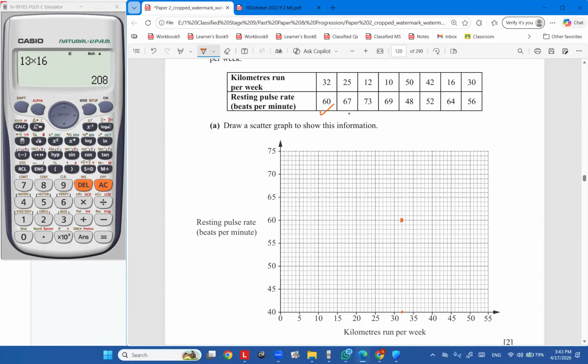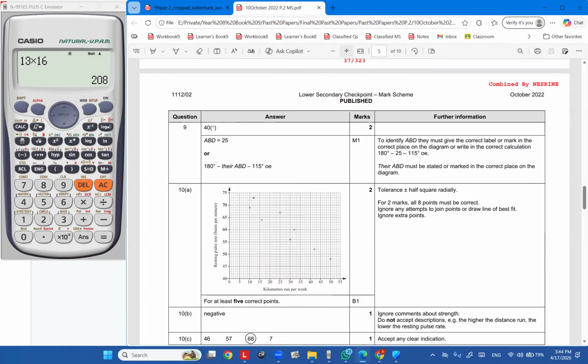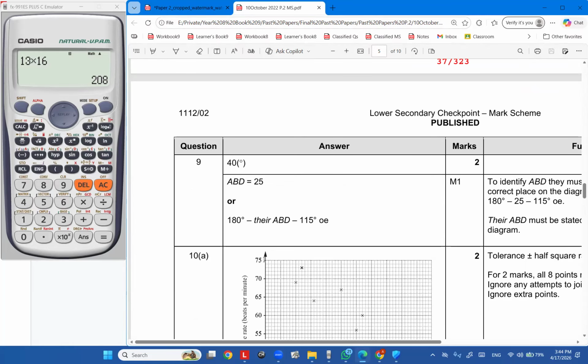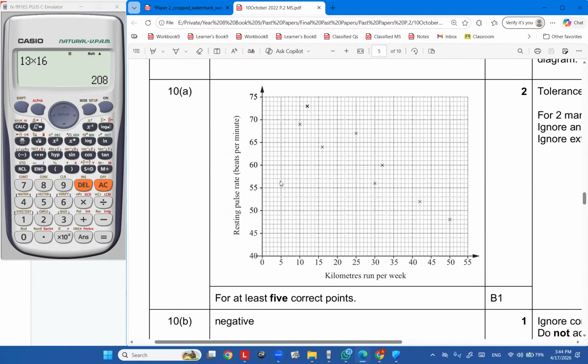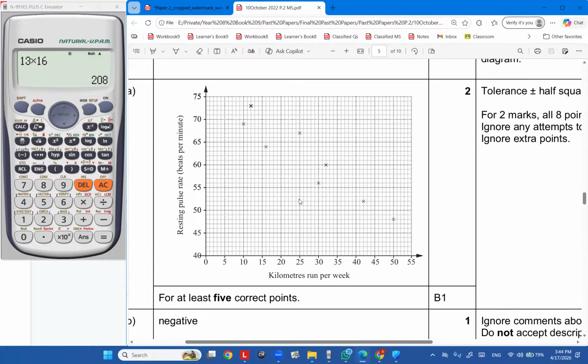And you continue with 25, 67. 67 is here. And then you continue also with 12, 73. So 12 until you reach 73, which is here. And you keep going until you reach this as shown in the mark scheme. Look at that. This is how it should look at the end. Looks this way. All right.